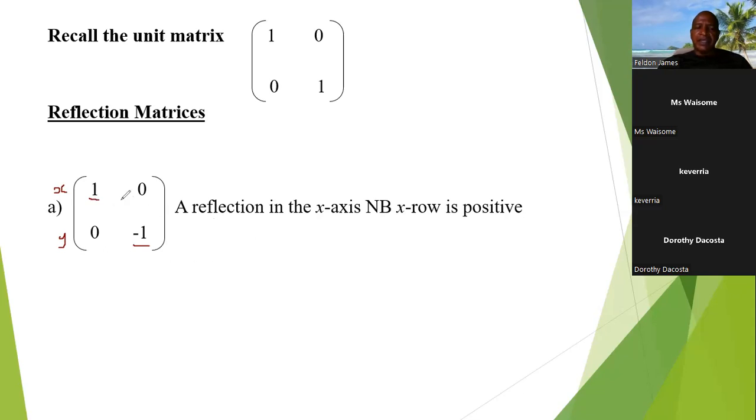So if this matrix is reflecting in the x-axis, the one up top, which is the x, is positive. Does that help you any better than before, Ms. Cabrera? Yes. So if it is reflecting in the x-axis, then the one above is going to be positive, because the one above is an x value. So what do you think would happen if it is reflecting in the y-axis?